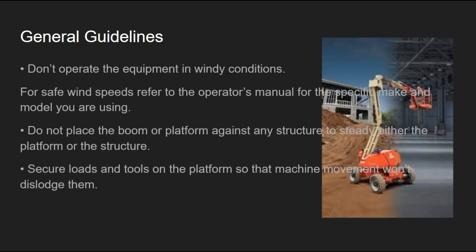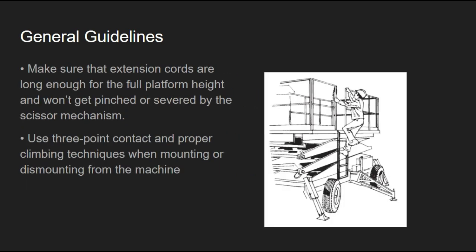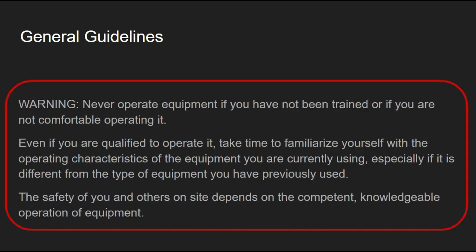Don't operate the equipment in windy conditions. For safe wind speeds, refer to the operator's manual for the specific make and model you are using. Do not place the boom or platform against any structure to steady either the platform or the structure. Secure loads and tools on the platform so machine movement won't dislodge them. Make sure that extension cords are long enough for the full platform height and won't get pinched or severed by the scissor mechanism. Use 3-point contact and proper climbing techniques when mounting or dismounting from the machine.